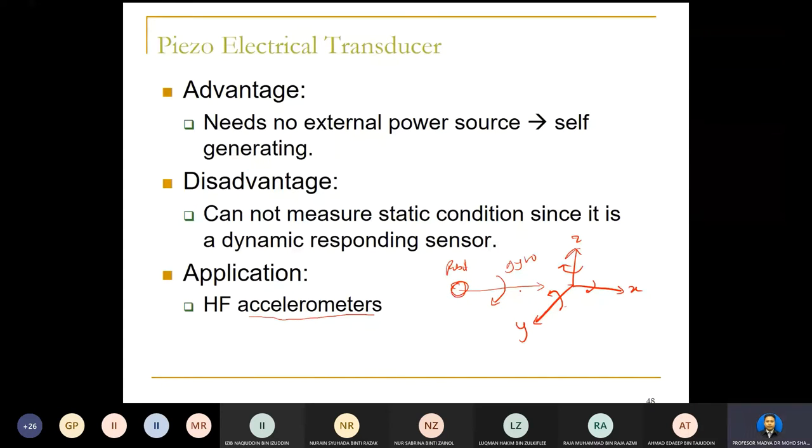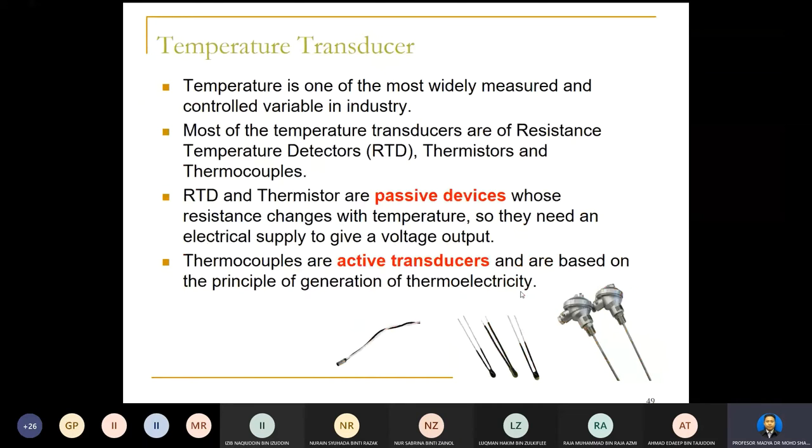Okay. So next we go for the temperature transducer. You can see this one, some examples here. I show in the Google's here. So this is some example of RTD. RTD stands for resistance temperature detector. They use the concept of a resistor here. And then this one we call the thermistor. Very small, you can see this one. This one is the thermistor.